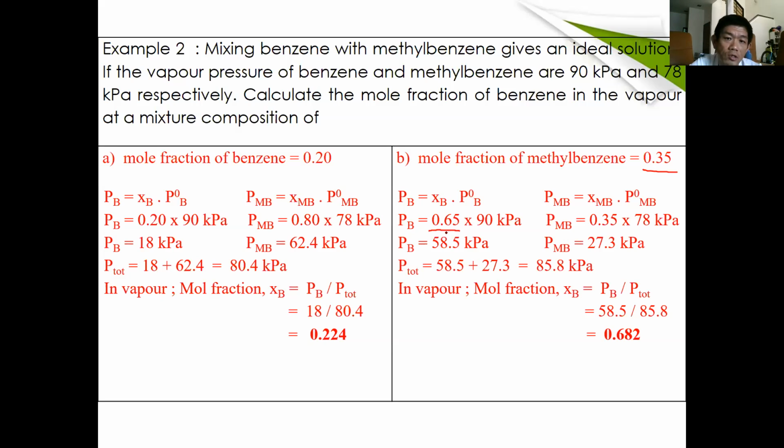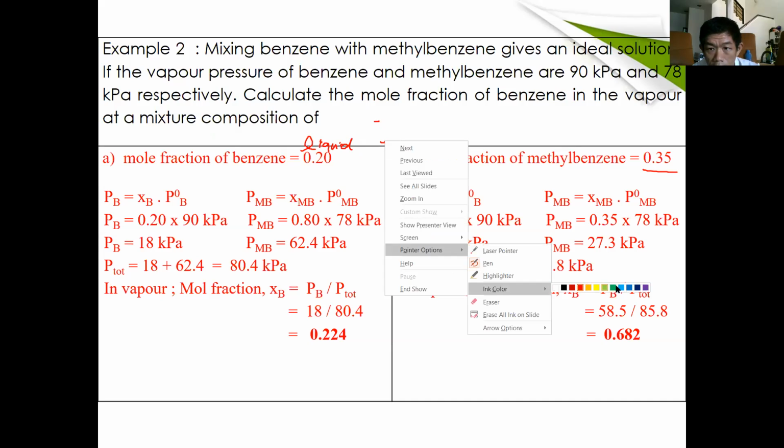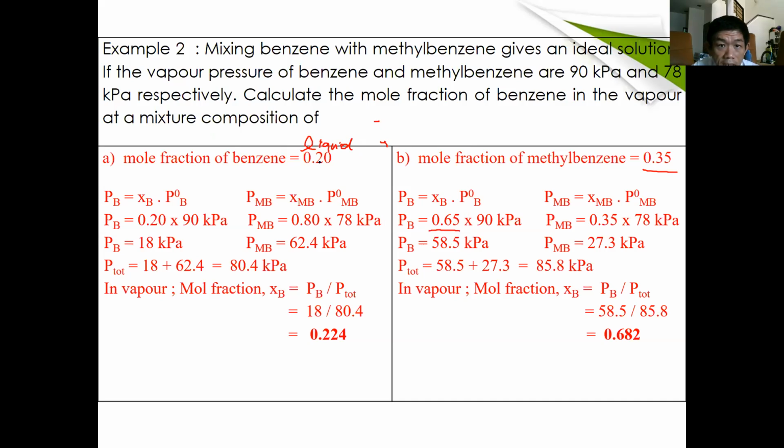One thing you will notice throughout our discussion of the ideal mixture: from this example, we can see that 0.2 is the liquid composition, isn't it? It's the liquid composition. If this is the liquid composition of benzene, you will see that the vapor composition is higher. Let's say this is the liquid composition of benzene, the gaseous composition of benzene is this one. You see that.